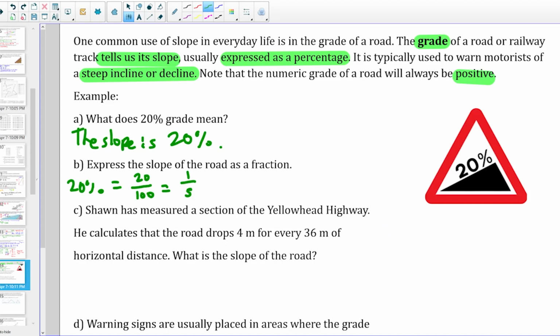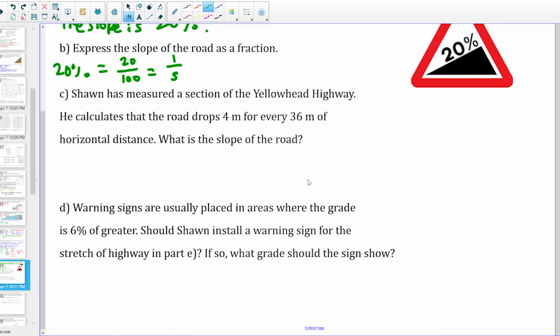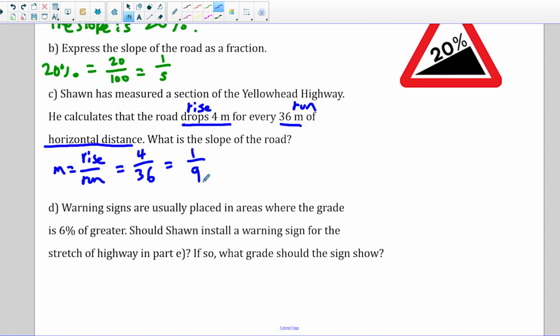Our friend Sean is working with a section of the Yellowhead Highway. He calculates that the road drops 4 meters for every 36 meters of horizontal distance. What is the slope of the road? So what I'm going to do first is figure out what our rise and run is. Since it drops 4 meters, that's our rise. And for every 36 meters of horizontal distance means that this will be my run. So slope is equal to rise over run. So this will give me 4 over 36. And I can simplify this or reduce it to 1 over 9 as my slope.